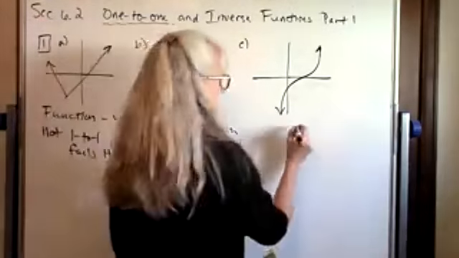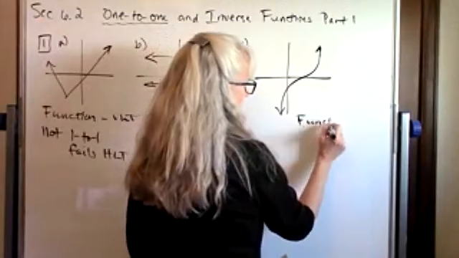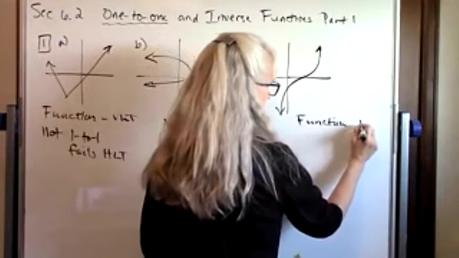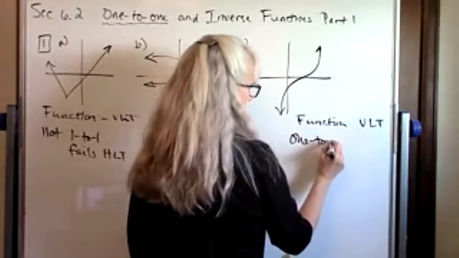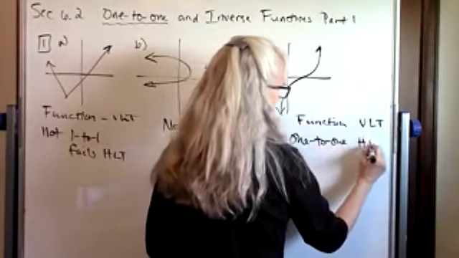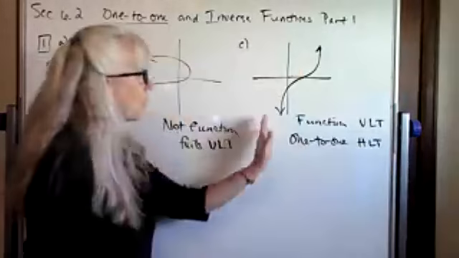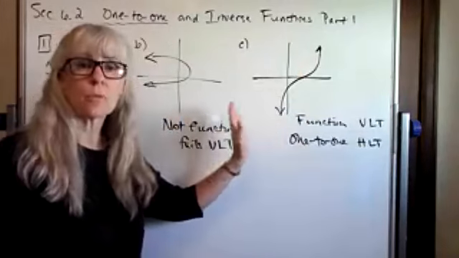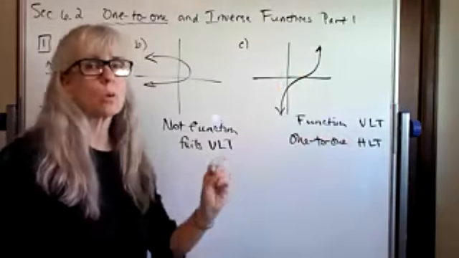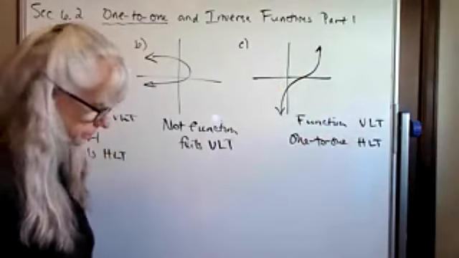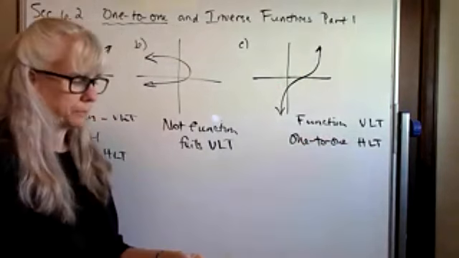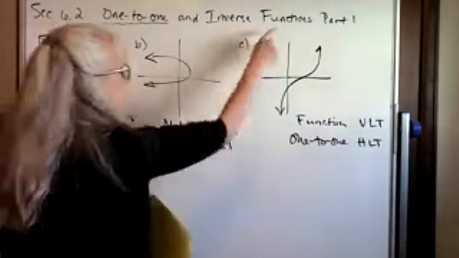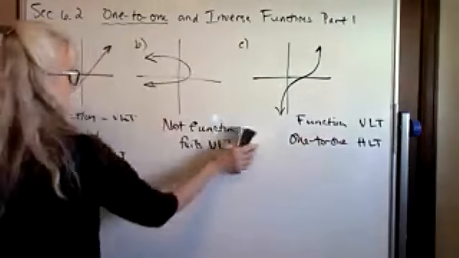This guy is definitely a function because it passes the vertical line test. It is also one-to-one because it passes the horizontal line test. So this is what we're going to be dealing with in this section. And for the remainder of the chapter, we're going to be looking at these one-to-one functions. Okay, so that's what a one-to-one function is. Now we're going to talk about the second part of the section, which is the inverse function.